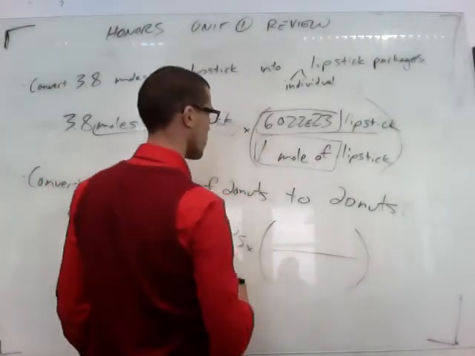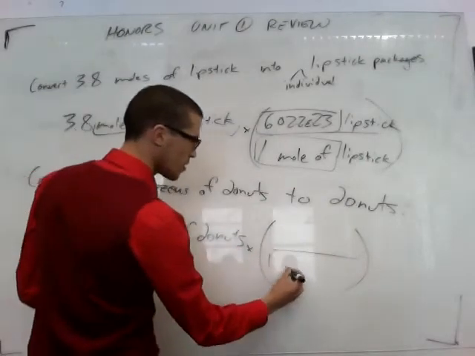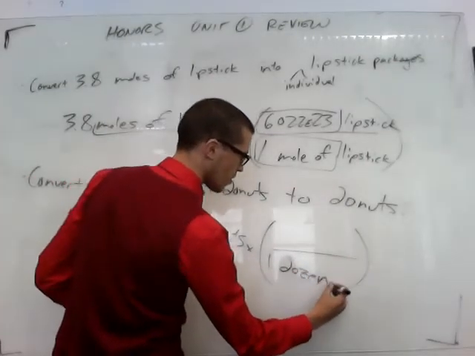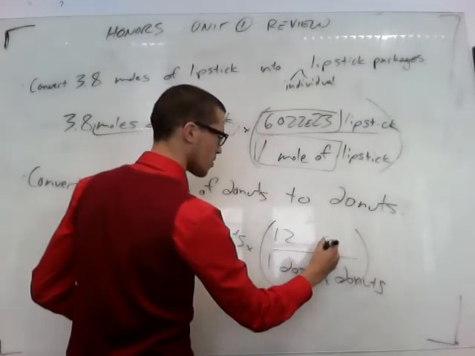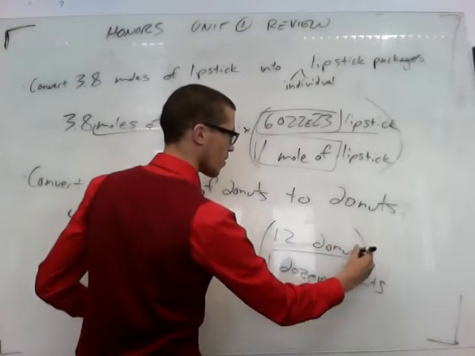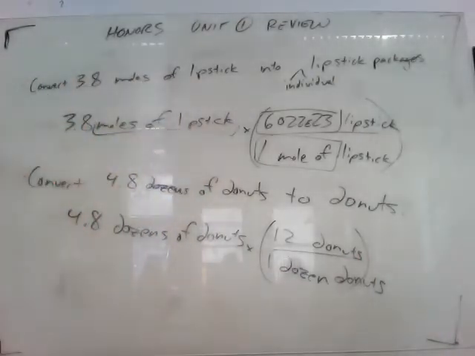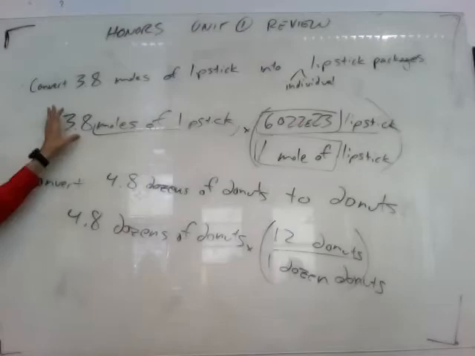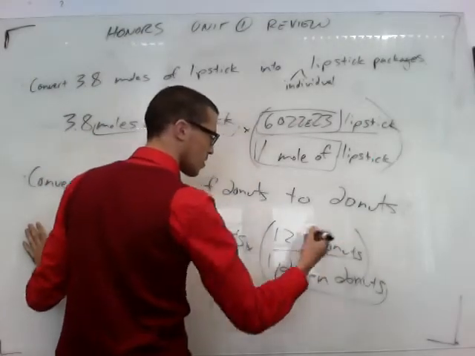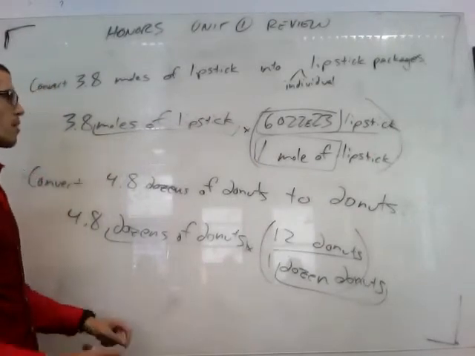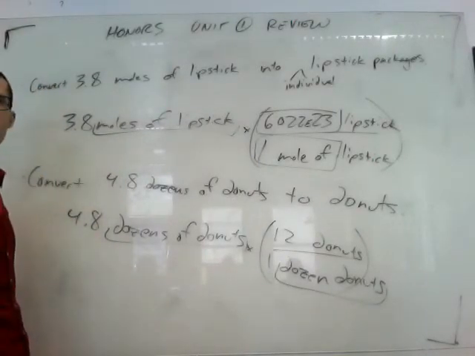times, and then we're going to have this right here, 1 dozen donuts, and then on top we're going to have 12 donuts. You see how it's the same phrasing? It's the same idea. You're taking this unit, dozens of donuts, and converting dozens of donuts into individual donuts. So basically you're translating the word donut.